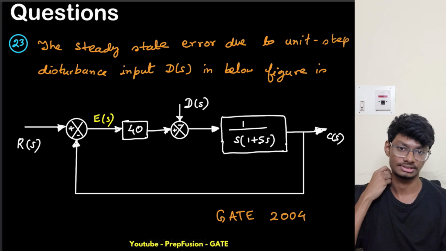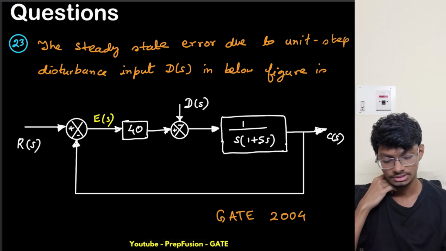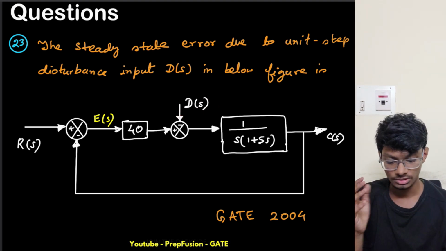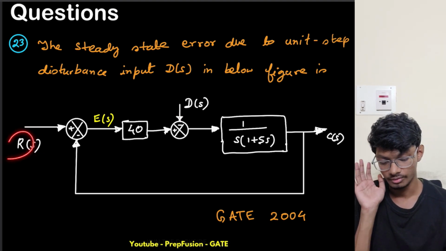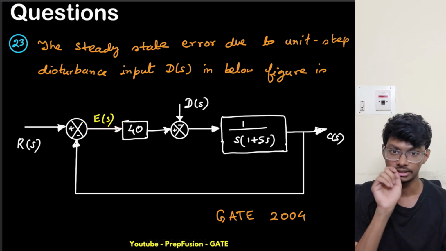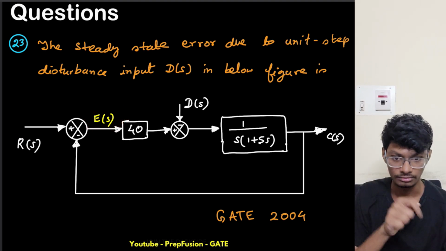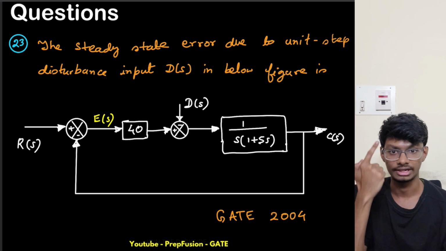If it is asking us to find the error due to this disturbance, what you will do is use superposition, right? This r of s will be 0. I will simply find the expression for e of s, then use the final value theorem and get my desired answer, right?